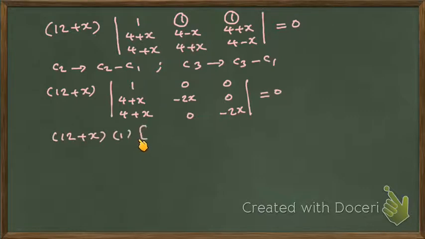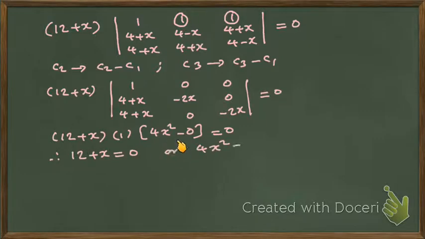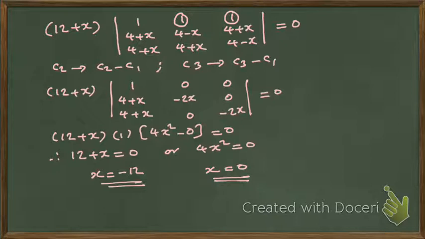12 plus x into 1 into, expand using the first row. 1 into, when you say delete the row and the column it contains, cross multiply. Minus 2x into minus 2x, 4x squared minus 0. The remaining elements are 0, so you don't have to write anything. So I have 12 plus x is 0 or 4x squared is equal to 0. Either the first bracket is 0 or the second bracket is 0. 12 plus x is equal to 0 or 4x squared is equal to 0, which gives me x is equal to minus 12 or x is equal to 0. Go back, copy the question, do it yourself.